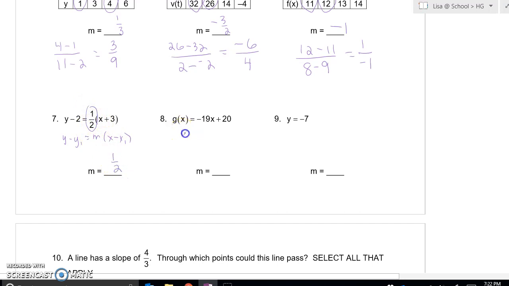Number 8, this is in the form y equals mx plus b. So the slope is in front of x. The slope is -19. Number 9, a line with just y in it is a horizontal line. Or you can think of it as y equals 0x minus 7. So you can see the slope in front of x is 0.